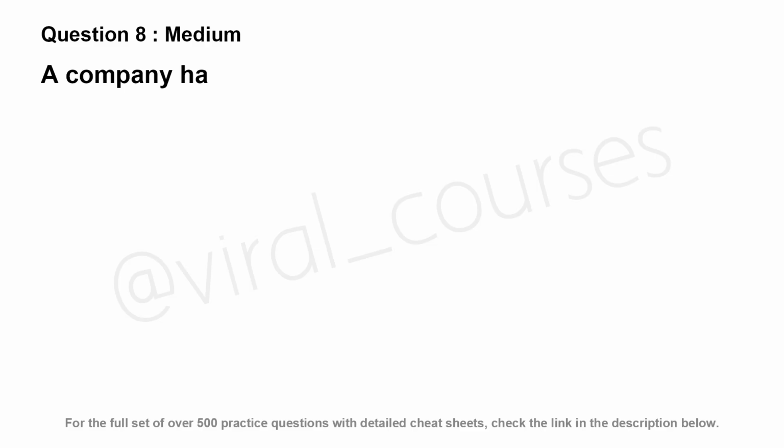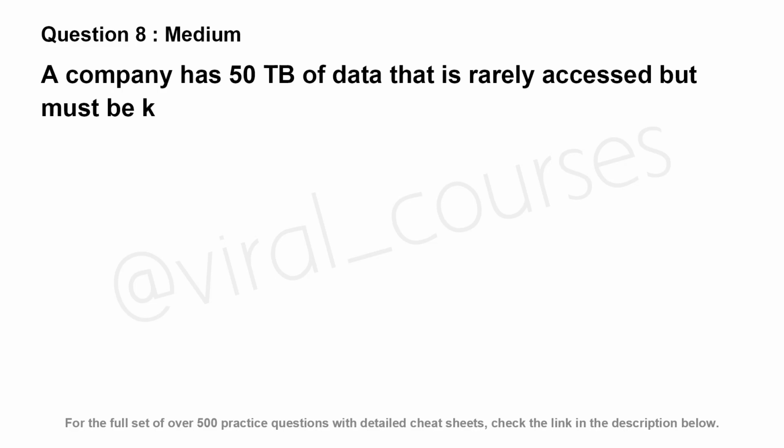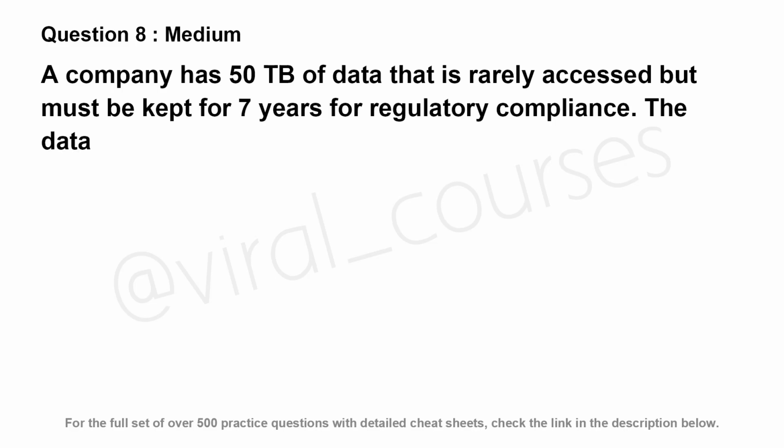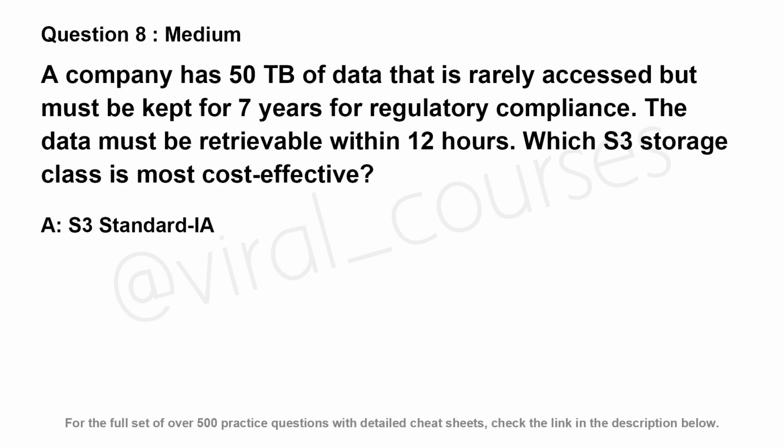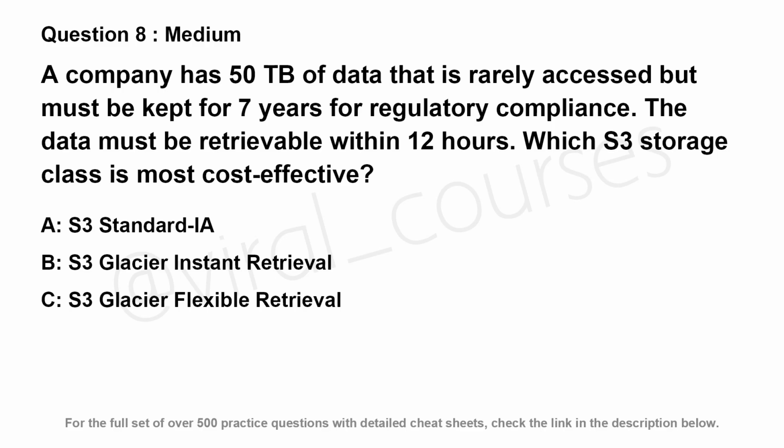A company has 50 terabytes of data that is rarely accessed but must be kept for 7 years for regulatory compliance. The data must be retrievable within 12 hours. Which S3 storage class is most cost-effective? Option A, S3 Standard-IA. Option B, S3 Glacier Instant Retrieval. Option C, S3 Glacier Flexible Retrieval. Option D, S3 Glacier Deep Archive.